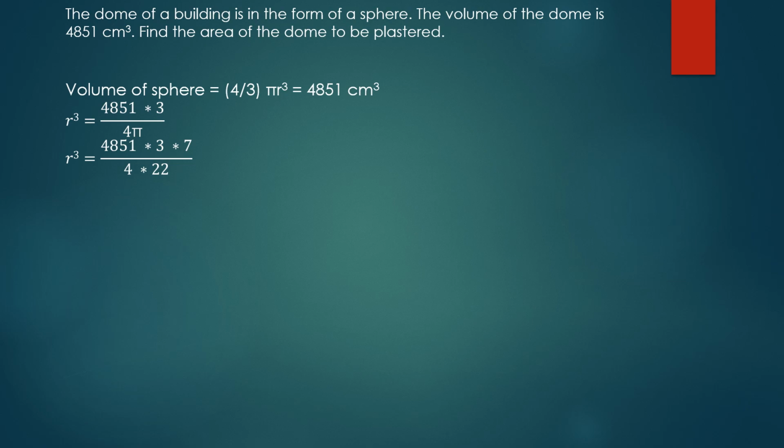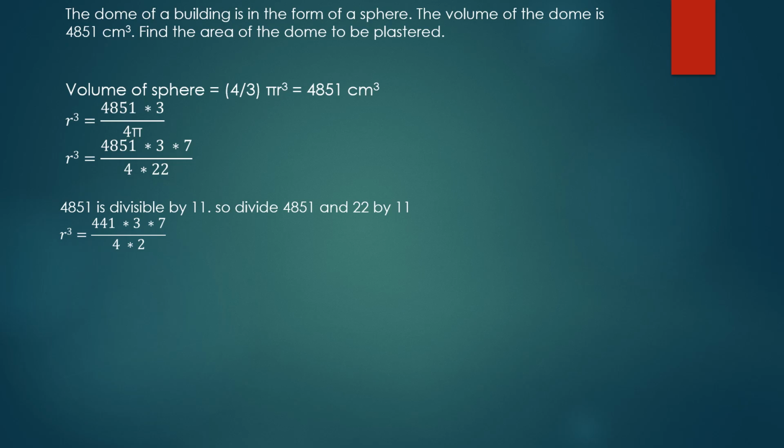But if you look at 22, factors of 22 are 11 and 2. So check if 4851 can be divided by 11. It is divisible. So divide 4851 and 22 by 11. Now your numbers have become smaller. Again, we want to find the cube root. So some number will repeat thrice both in the numerator and in the denominator so that we can get a cube root. Do not multiply the numbers that you see.